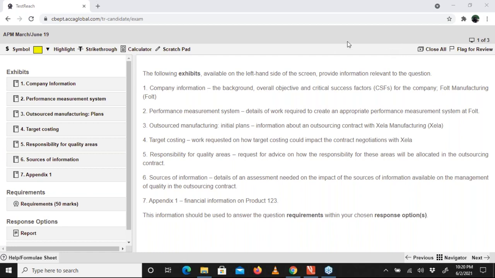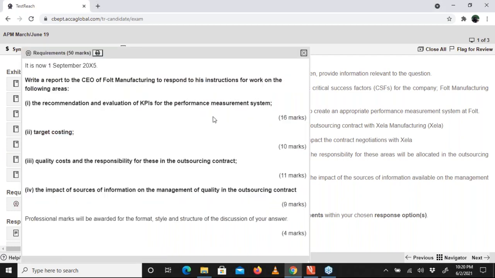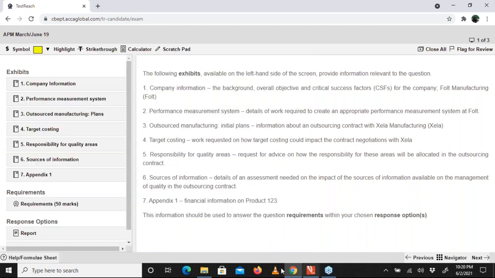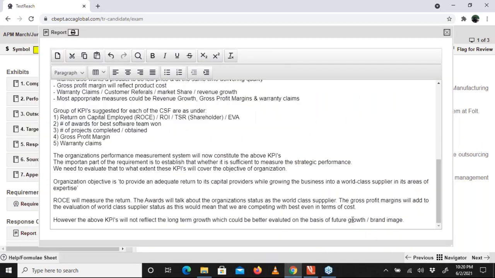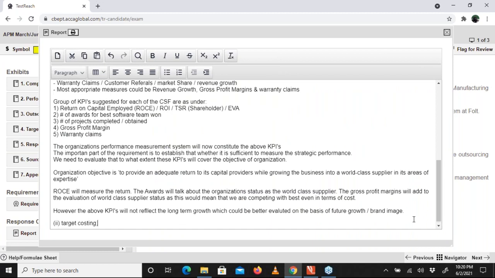Okay, let's move a bit forward now. So the next aspect of this question is we're done with this requirement one. The second is about target costing, which is a 10 mark requirement. Let's talk about what exactly this requirement is covering.